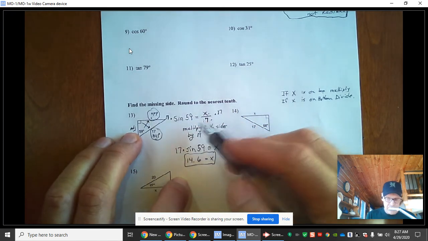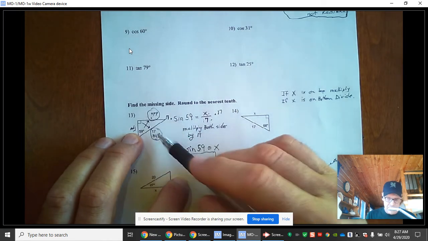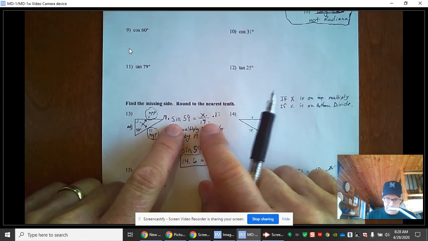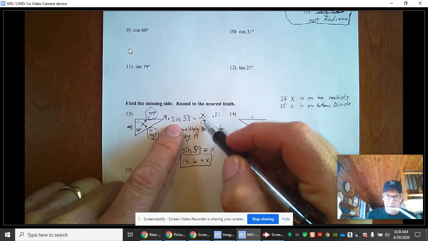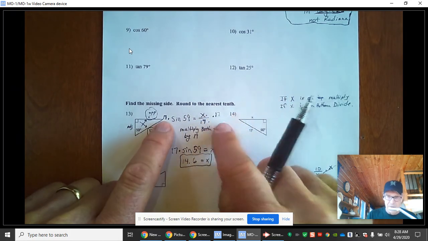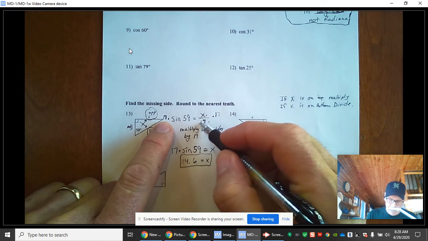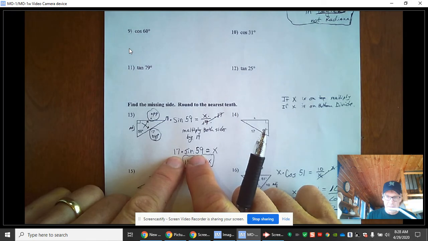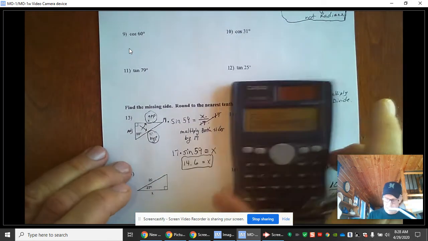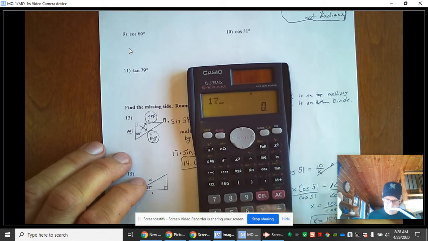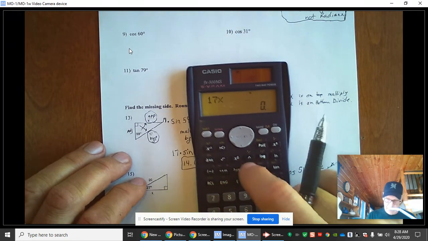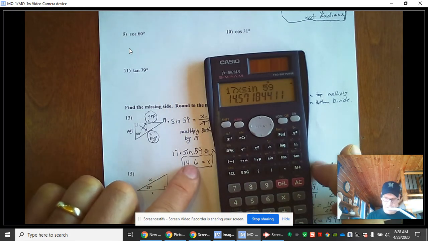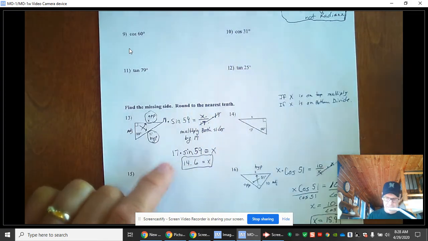If they gave me the adjacent and the hypotenuse, then I'd use cosine. So how do I solve this equation right here? Well, I started it for you. If you're dividing by 17, how do you undo that? To get x by itself, multiply both sides by 17. And that will cancel out your 17s. So what's left over? I have 17 times the sine of 59. And then grab your calc. Take 17 times the sine of 59 degrees. It equals, and I get 14.6. So can you circle your answers?